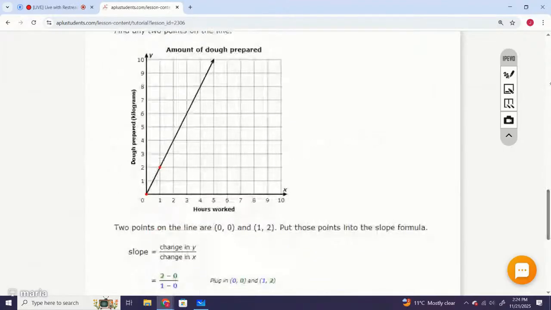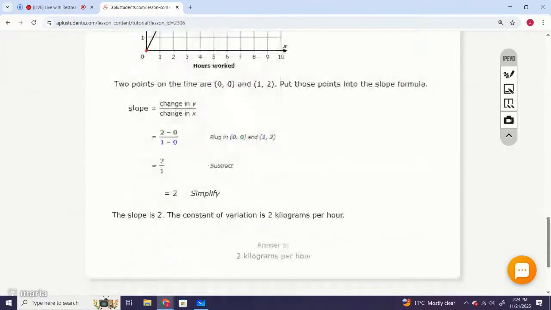So basically, we are going to calculate the slope from the graph and use the formula to calculate the slope, that is change in y divided by change in x. So the slope is 2, that is the constant of variation is 2 kilograms per hour.